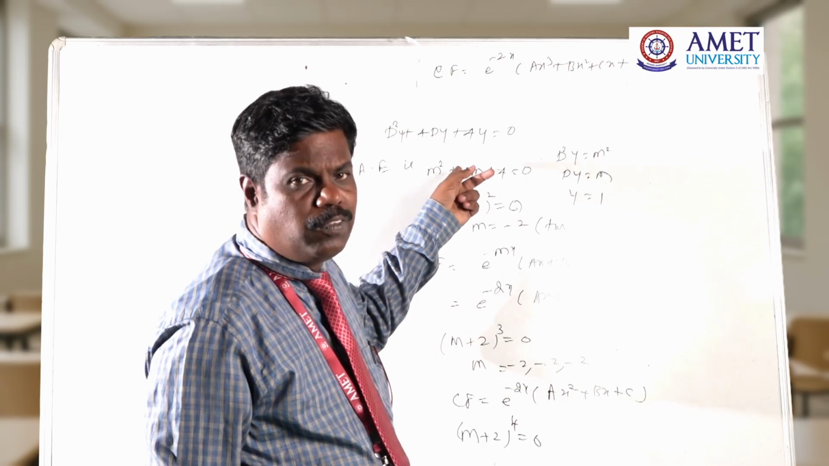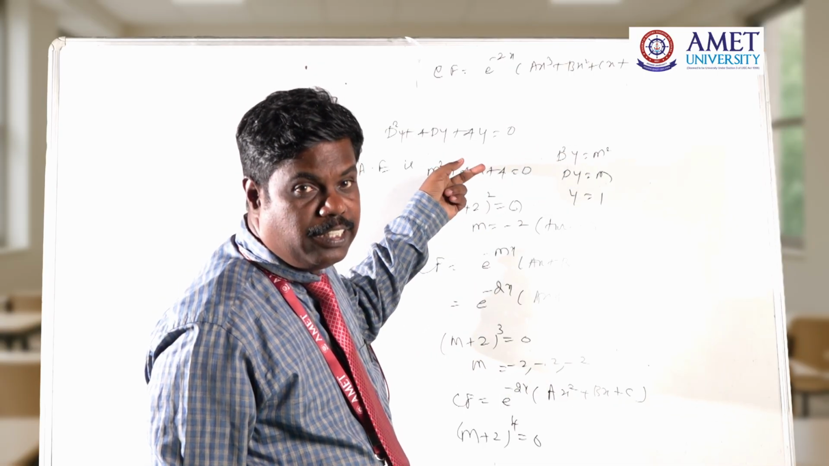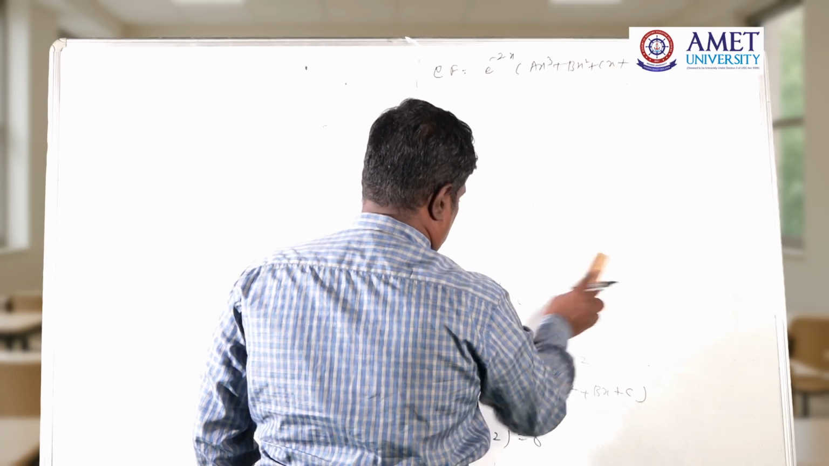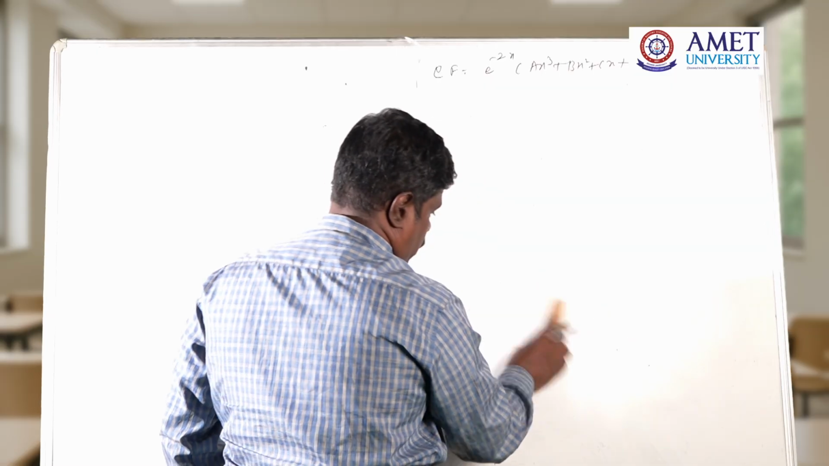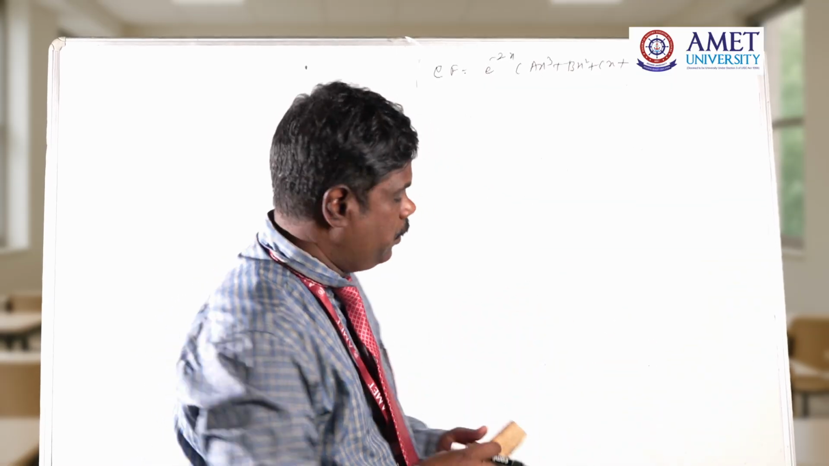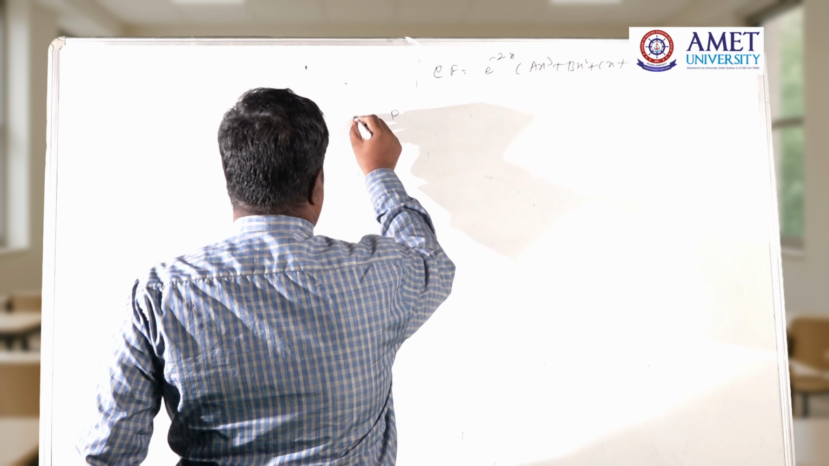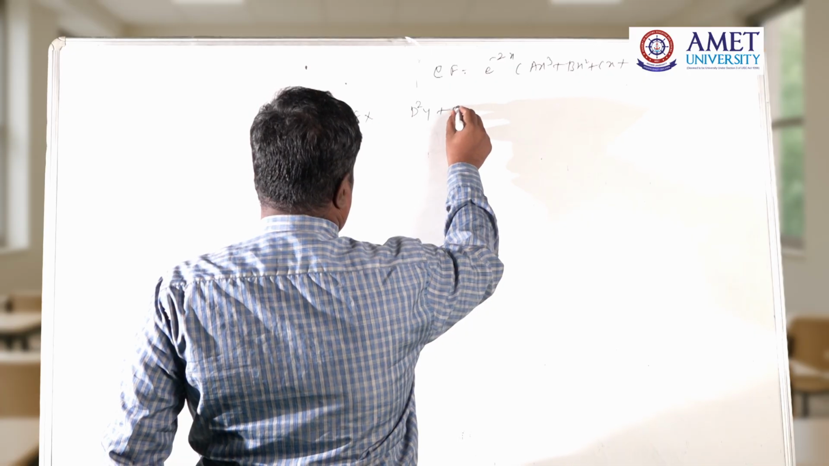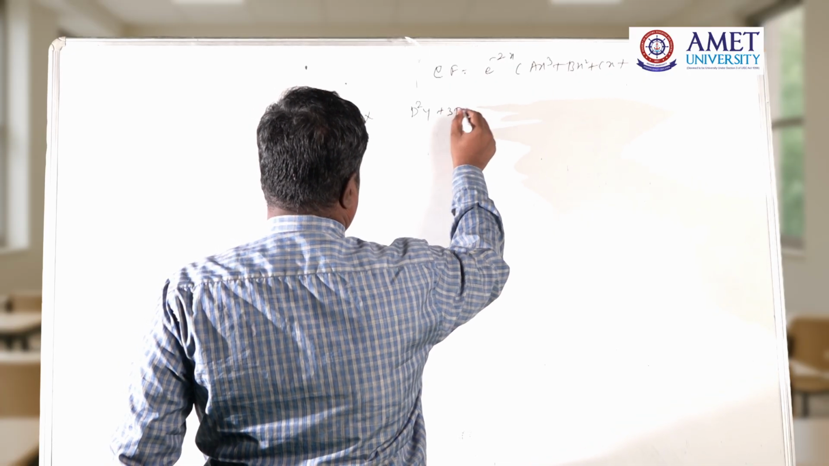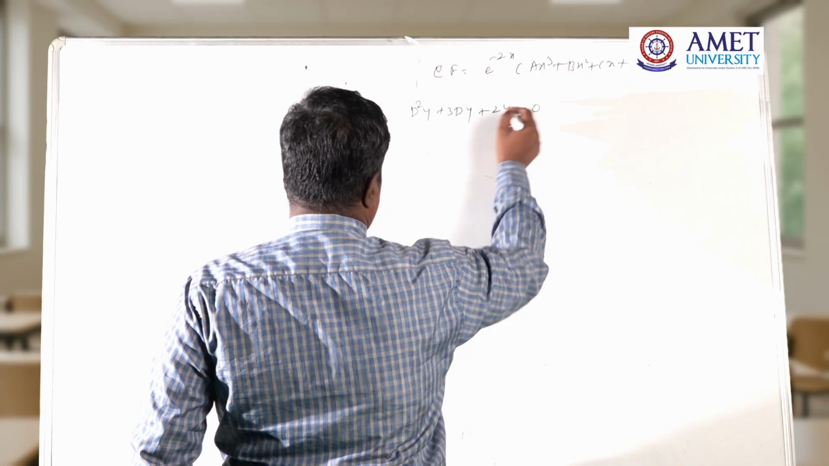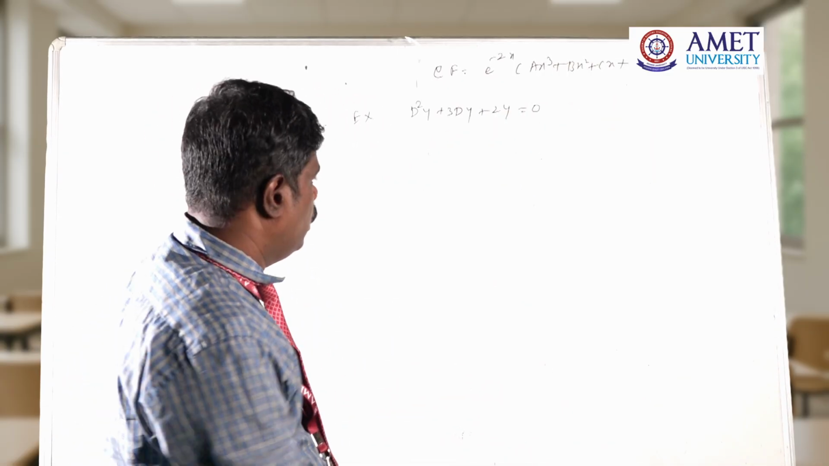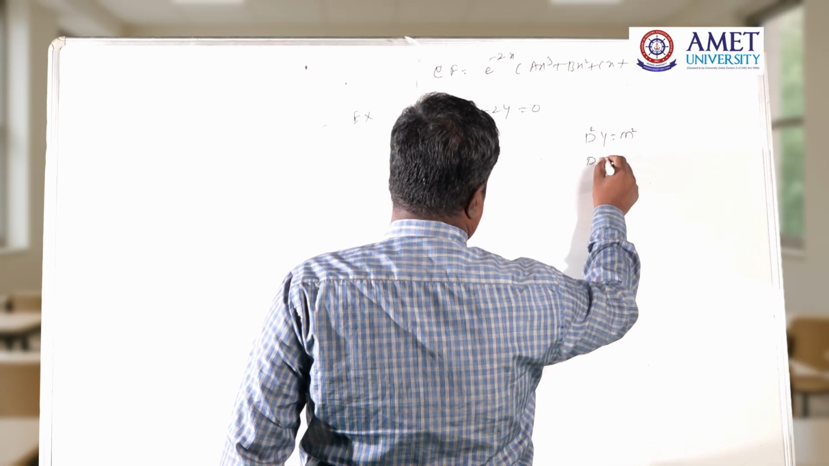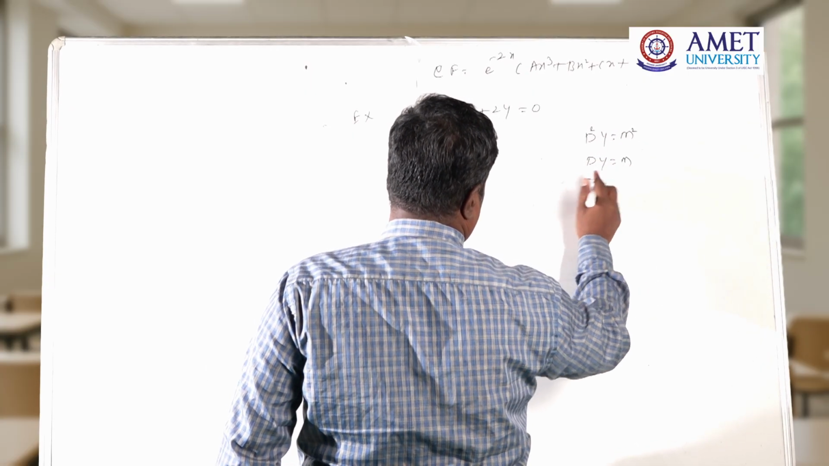So now this is the example for real and equal roots. Now, another category: real and unequal case. Real numbers for the unequal case. Example, d squared y plus 3dy plus 2y equal to 0. As usual, d squared y equal to m squared, dy equal to m, y is equal to 1.